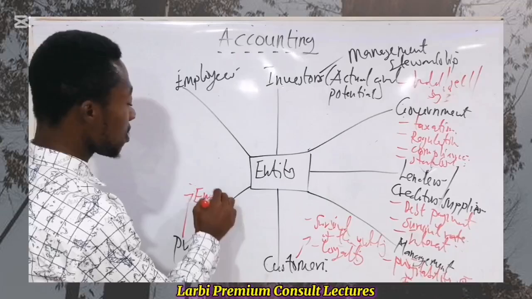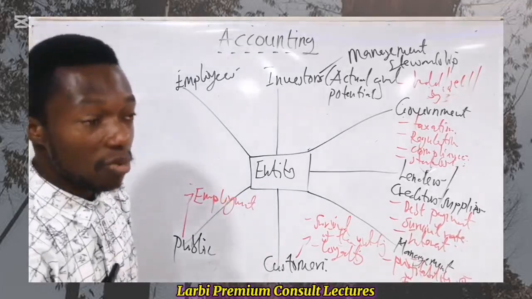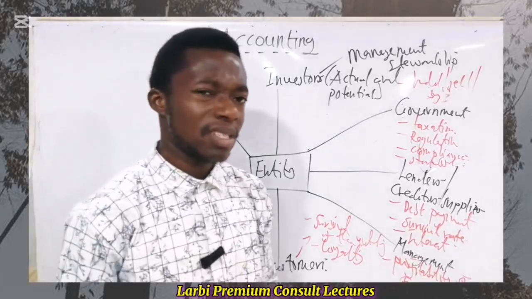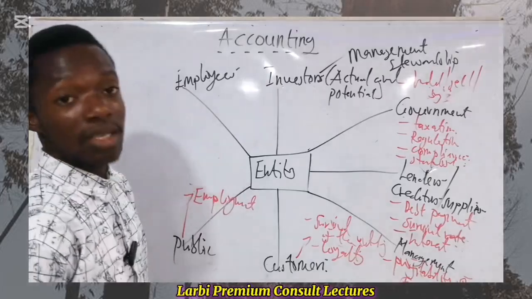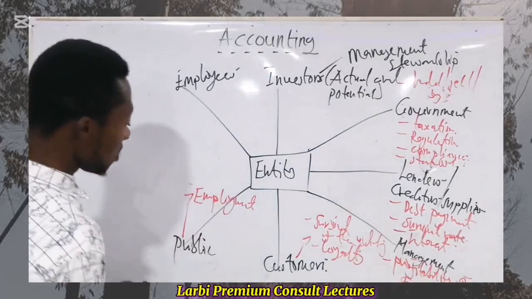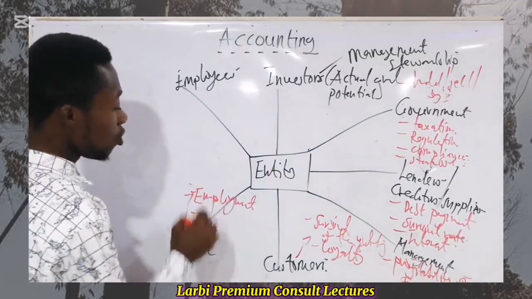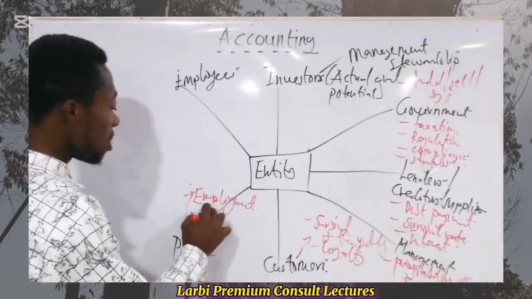So employment is key. It's one of the things that the general public look out for, whether the business, looking at its capacity, how it's expanding, whether they can employ some of its youth so that they can work with them or not. So employment is also another key. The general public is also looking out for whether, based on the financial statement, the business is doing well in terms of what?